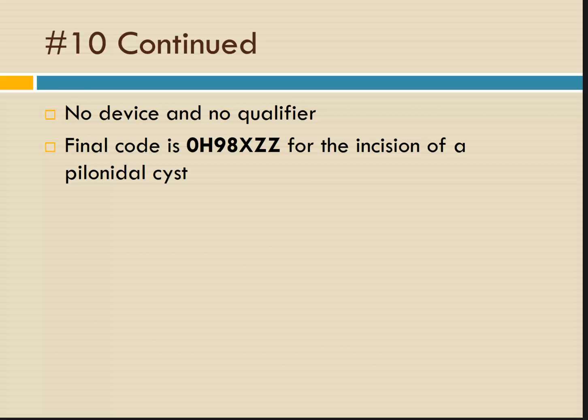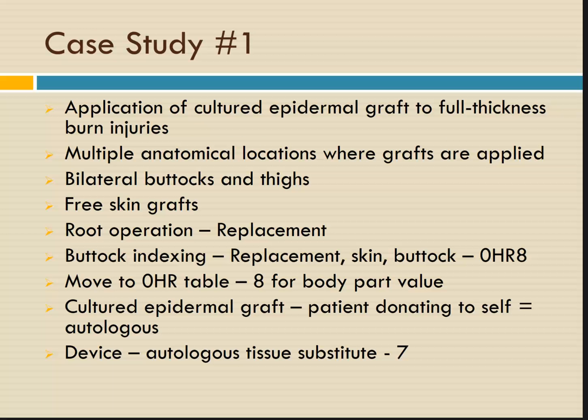Then if we move into the case studies, the first one is a patient who has had a full thickness burn on the bilateral buttocks, left thigh and right thigh. This patient is coming in for a free skin graft. Multiple anatomical locations are being worked on in this case, both of the patient's thighs and their buttocks, which anatomically is considered one piece of anatomy.